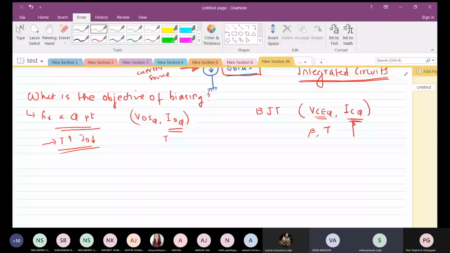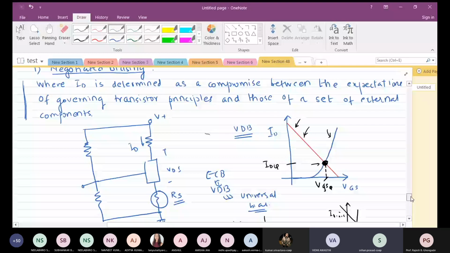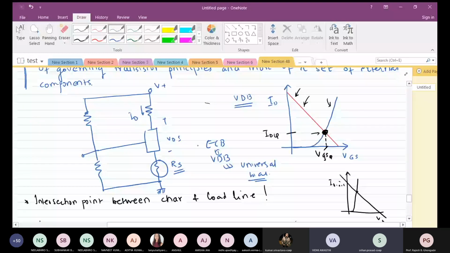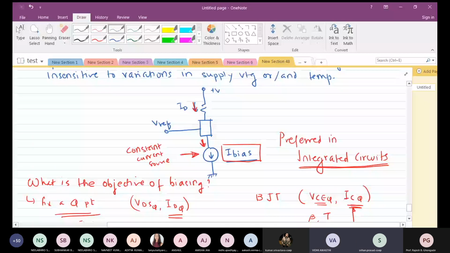Any doubts or questions with this? Sir, negotiated biasing, which was like a voltage divider, can be applied on BJT also, and the second one, imposed biasing, can it also be applied for BJT? Imposed biasing, or force biasing, is applied for BJT also, but preferred only in integrated circuits.